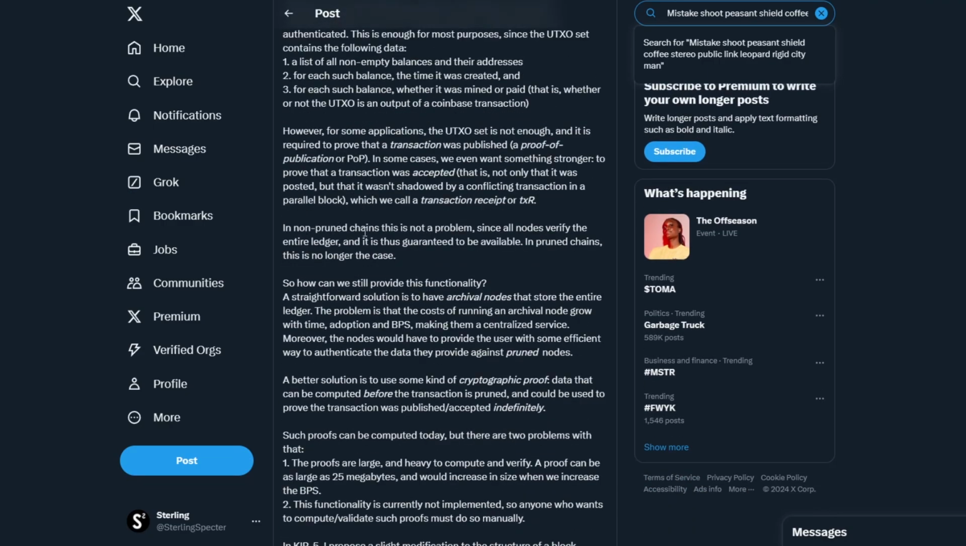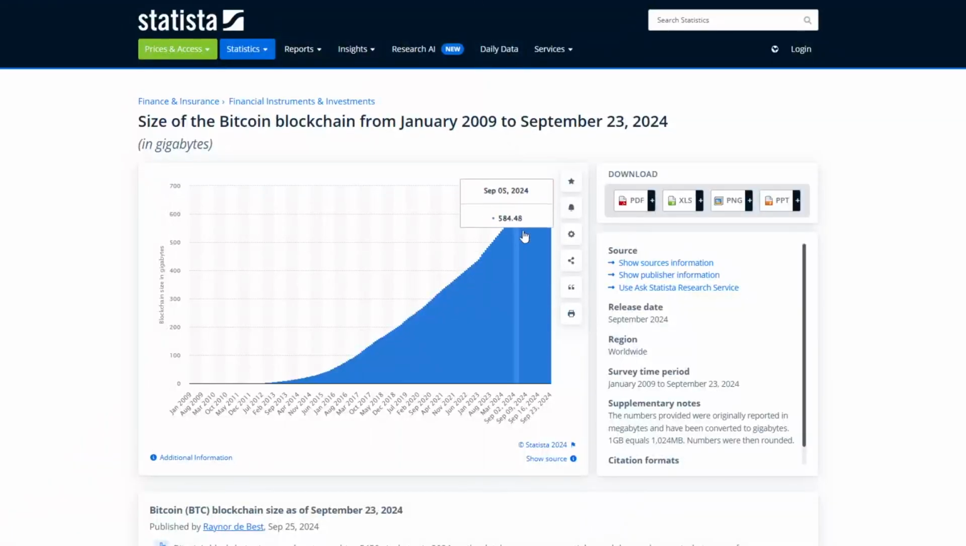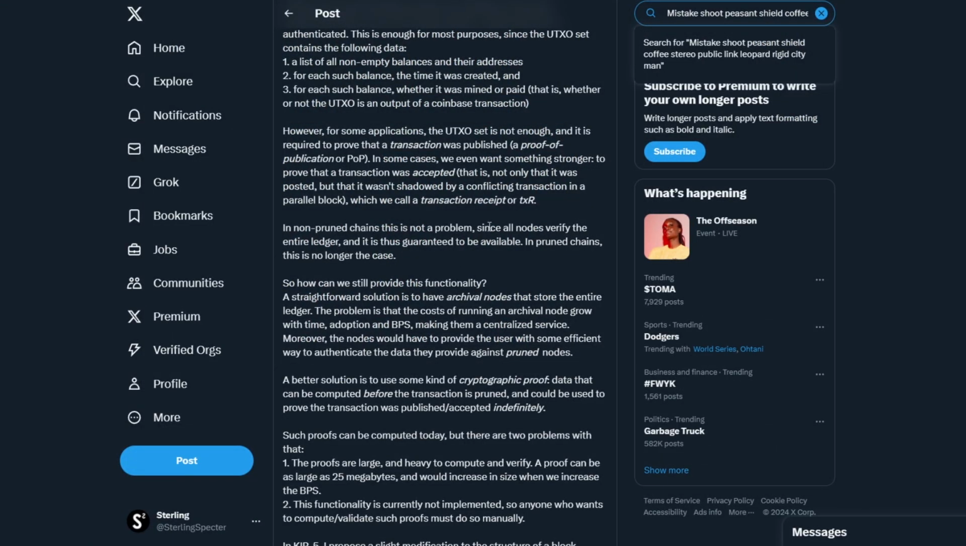In non-pruned chains, so Bitcoin, this is not a problem since all nodes verify the entire ledger. So this is why you see this block size here being so massive, because if you're running a full Bitcoin node, you have to actually verify the whole ledger before you can start verifying the next blocks that come up. As I said, since all nodes verify the ledger, it is thus guaranteed to be available. In pruned chains this is no longer the case.